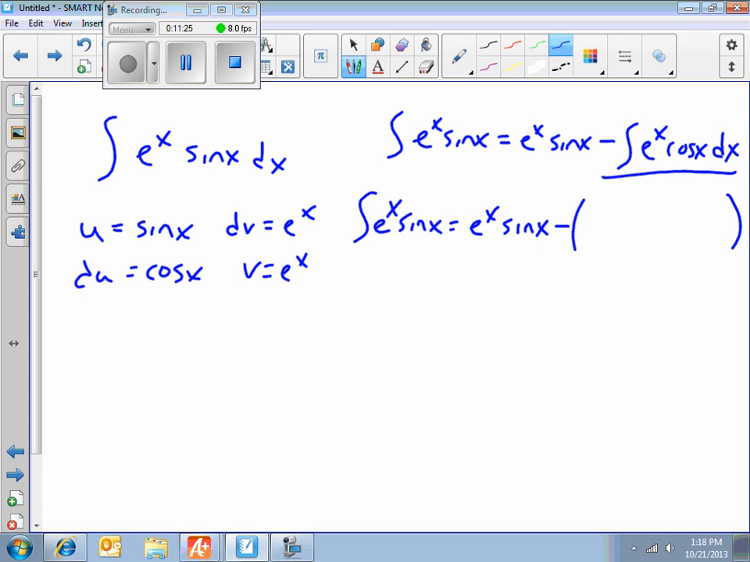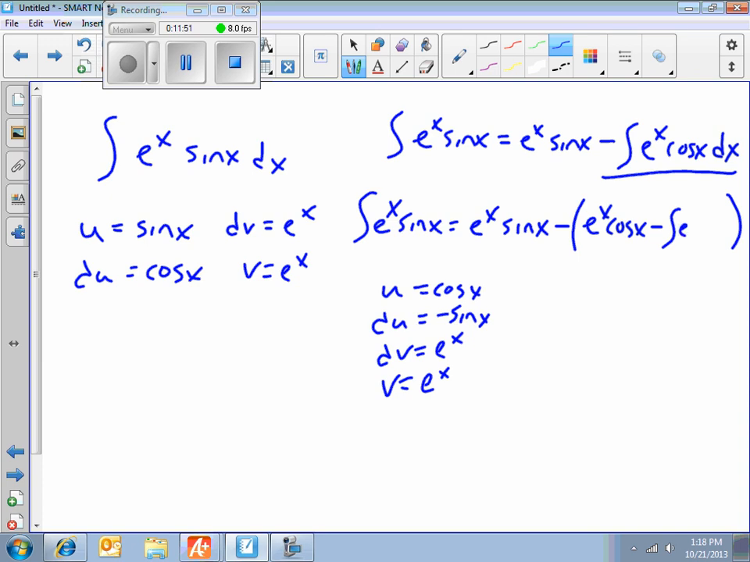For this part here, I'm going to say let u equal, this time, cosine x, du is equal to negative sine x. But dv equals e to the x, while v is equal to e to the x. So uv would be e to the x cosine x minus the integral of v, which is e to the x, du, which is negative sine x, and I'm going to put my negative out there. All right, let's see what we have. Looks like I'm going in circles.